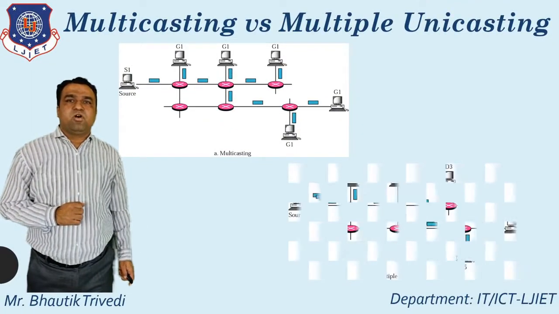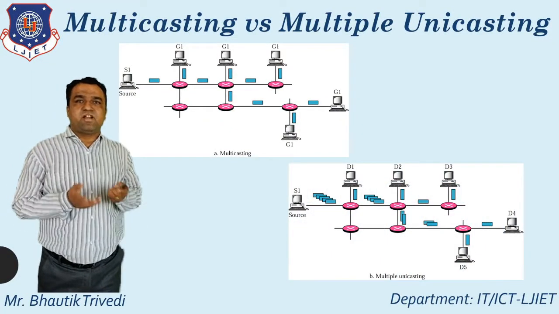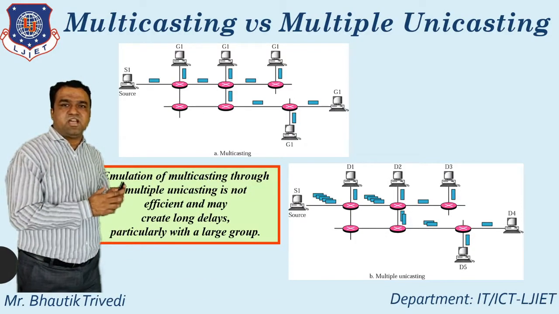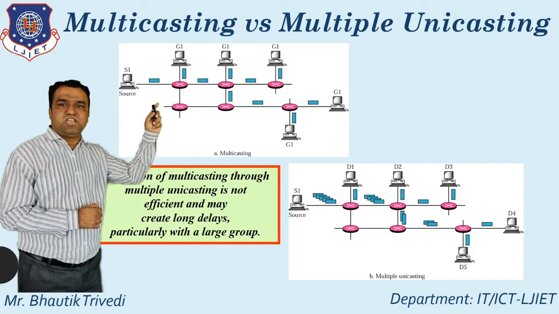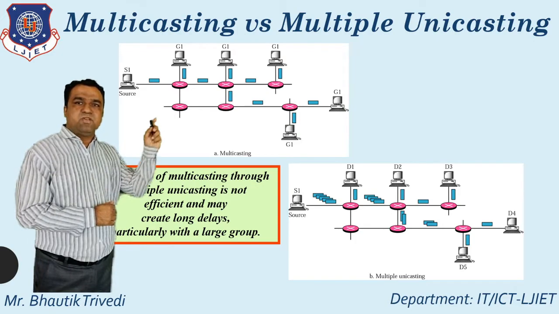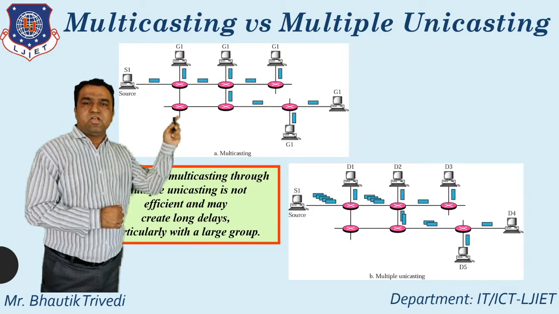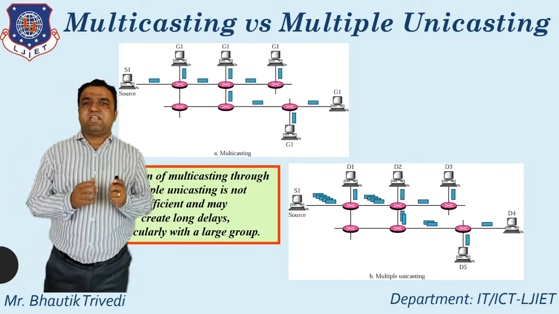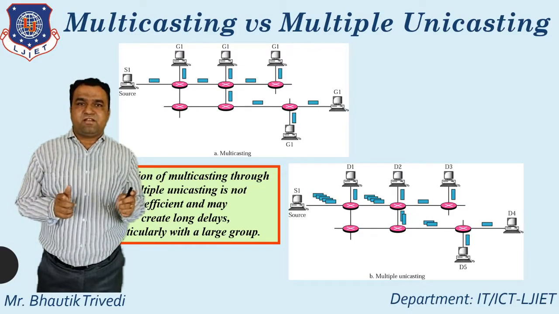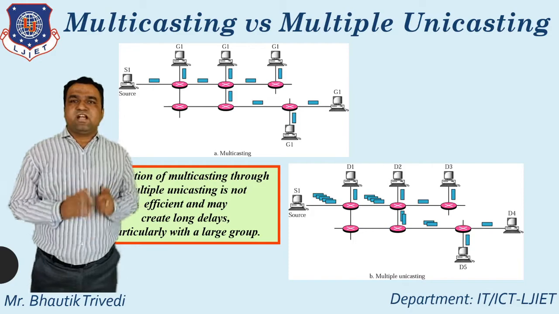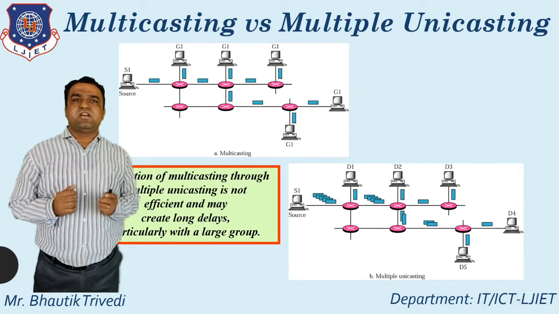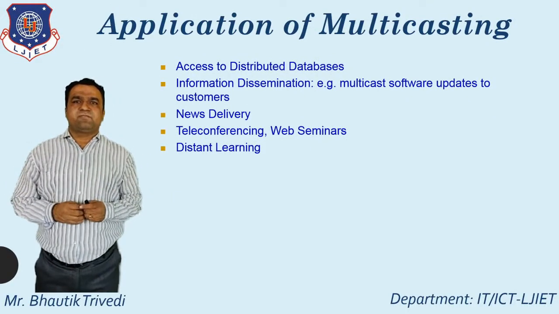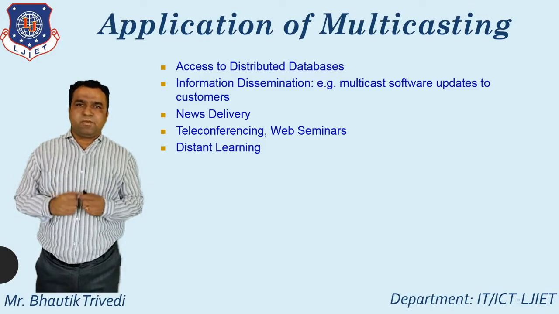After that, what is the difference between multicasting versus multiple unicasting? So here you see the diagram for multicasting. It means using different interfaces, you can directly transfer the packet. In multiple unicasting, you send different packets using only one interface. So that is the logic of multicasting versus multiple unicasting. So up to this, whatever the discussion, that is totally regarding unicasting, multicasting, and multiple unicasting.